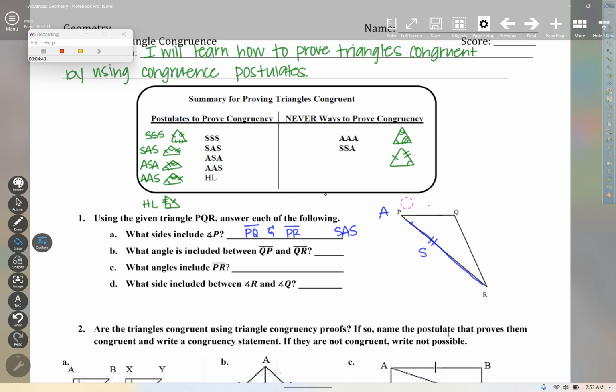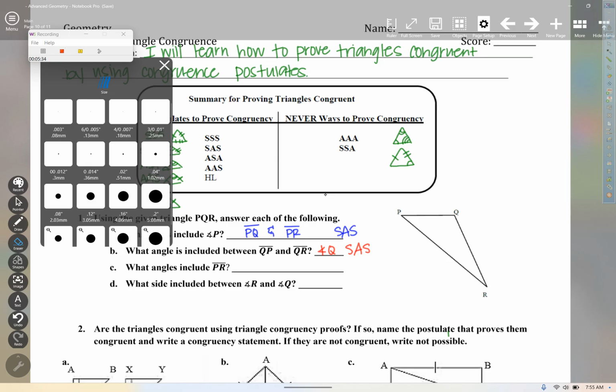What angle is included between QP and QR? Okay, so I have side QP, and sides get tick marks, so a tick mark. Side QR, I've already used one tick mark, so then I'd have two tick marks. And then it's asking the angle in between. Well, which angle is connected by both segments? That would be angle Q. And again, if I went around my triangle, that would be a side, an angle, and a side. So that would still be side, angle, side in that example. Okay? All right, I'm going to erase that one and do the next one.